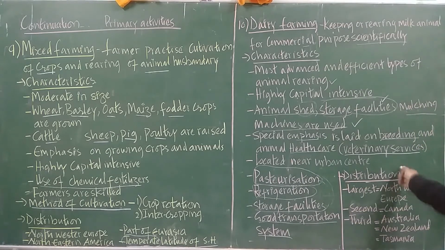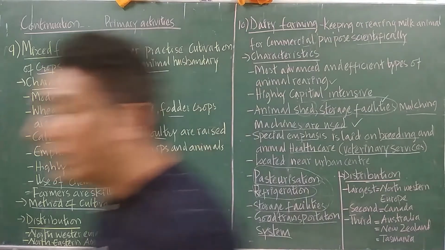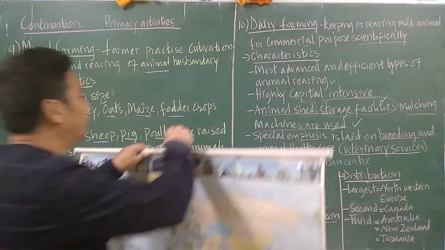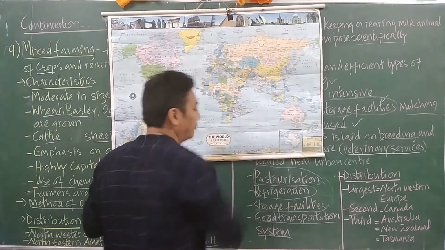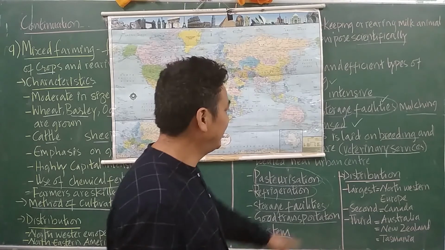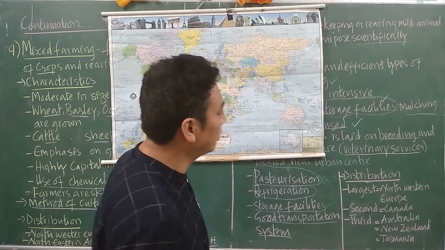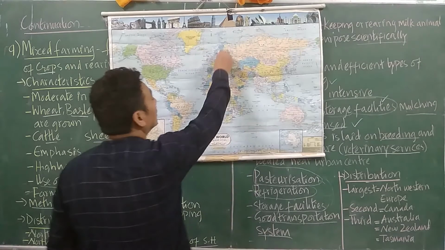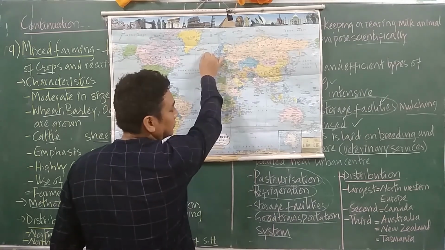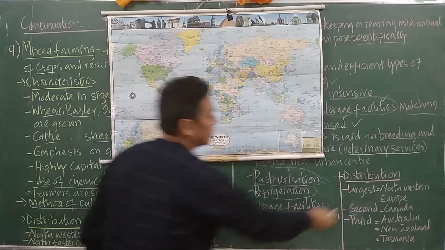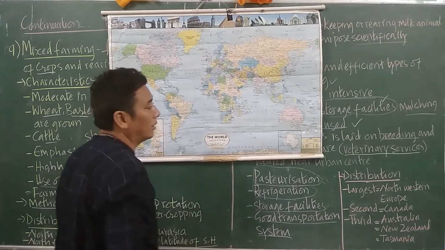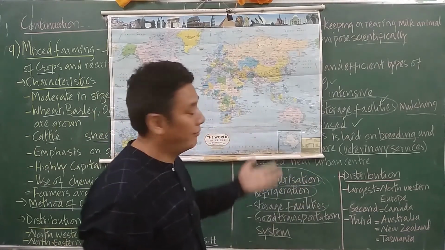Next one is distribution. This is important because they may ask it in the examination. The largest dairy farming in the world is found in northwestern Europe. In these areas you will find the largest dairy farming.